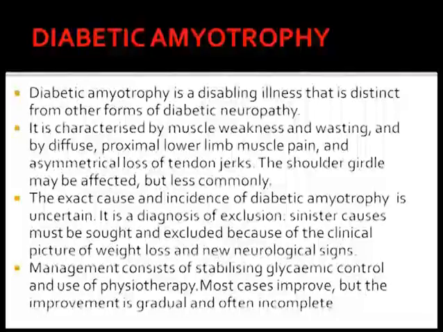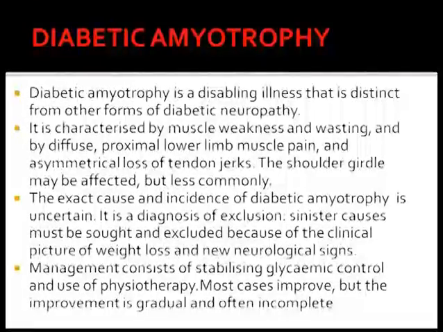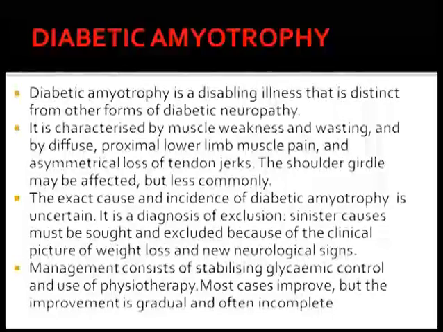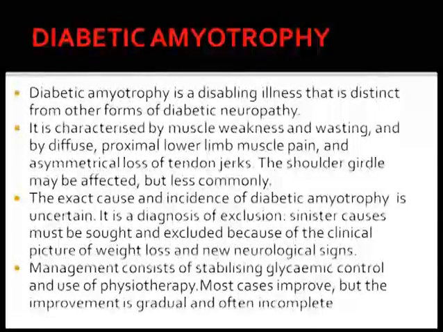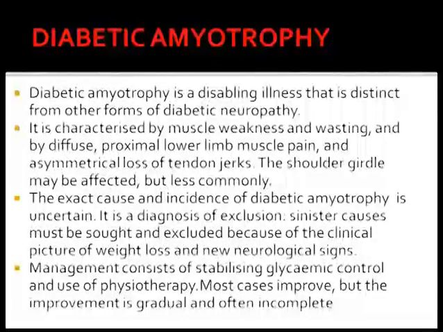We should think of other causes, paraneoplastic syndrome, or occult malignancy which could be producing this, or some other condition, because there will be new neuropathic signs, there will be weight loss. So it's not a simple thing that you diagnose. You have to exclude other causes. Again, as I told you, you have to stabilize the glycemic control, physiotherapy. Some cases will improve, but improvement is very gradual and patients are not satisfied.